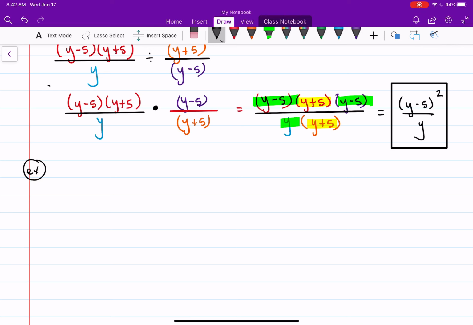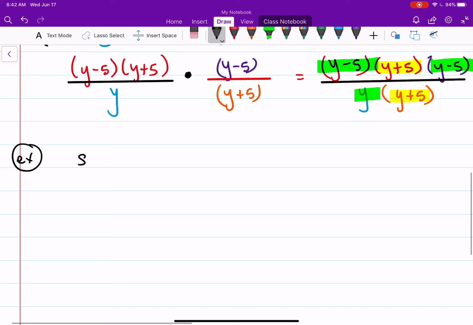I'll be nice. Okay, so this time we're going to use s's. So s squared plus 6s. Why don't I just write these right from the get-go that way, right? And then we're going to have s squared plus 4s minus 12. And then we have s, and then the bottom is going to be s plus 2.